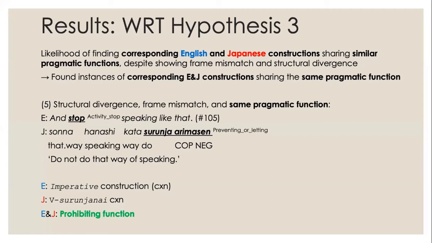There are instances of such cases, and 5 is an example. The heads of the English and Japanese sentences in 5 are "stop" and "surunja arimasen", "do not do", respectively. The English and Japanese structures are the imperative construction and the surunjanai construction, respectively. The head "stop" in the English evokes the activity stop frame, while "surunja arimasen" in Japanese evokes the preventing or letting frame. Finally, both sentences function to order the addressee to stop an activity.